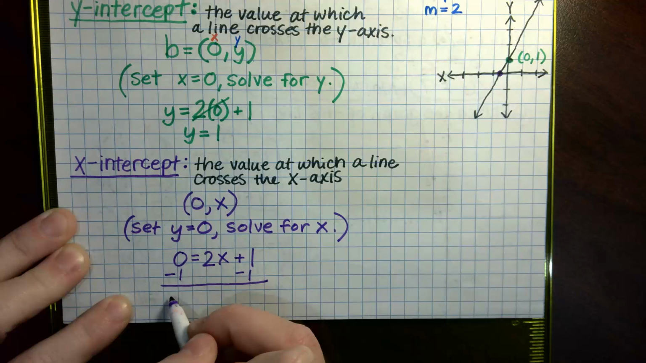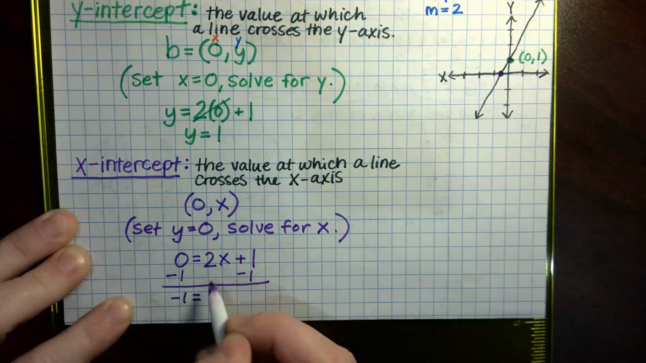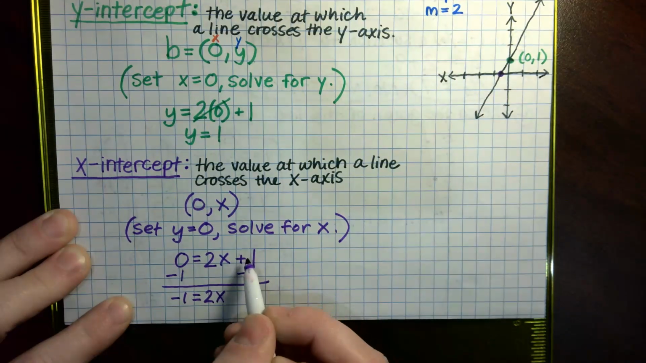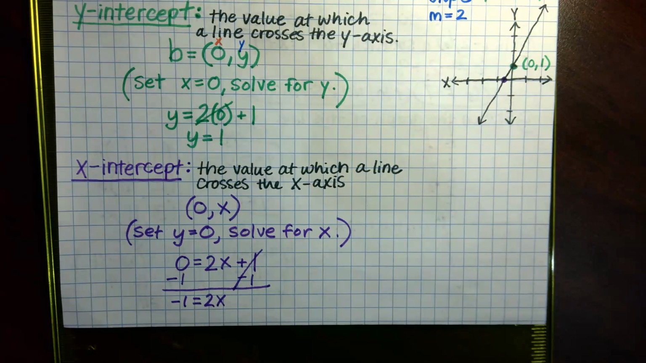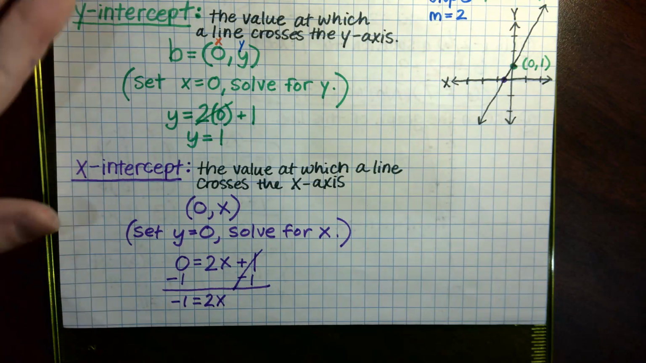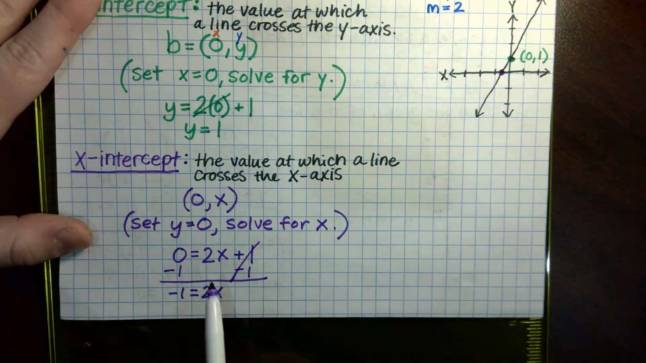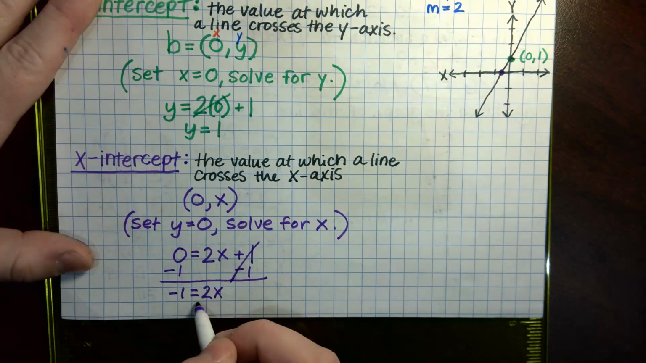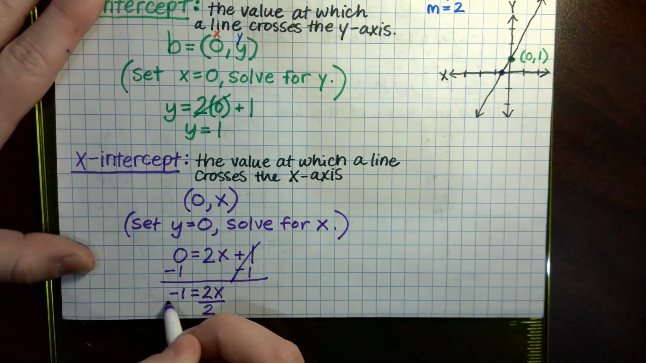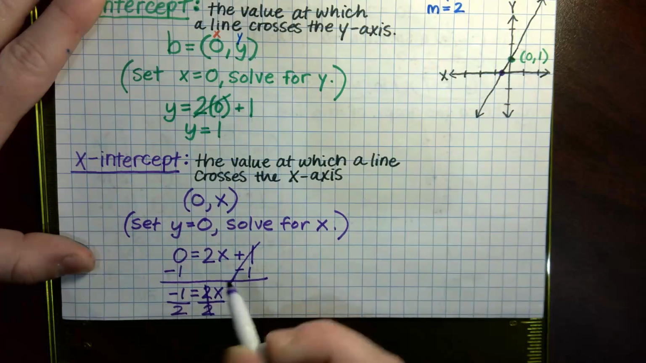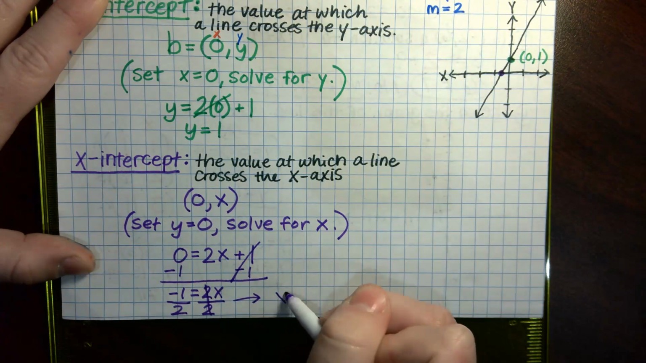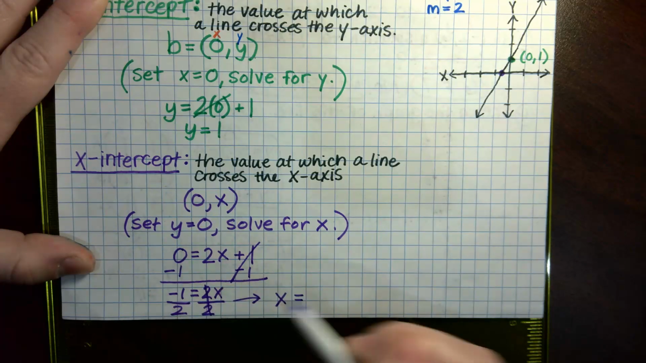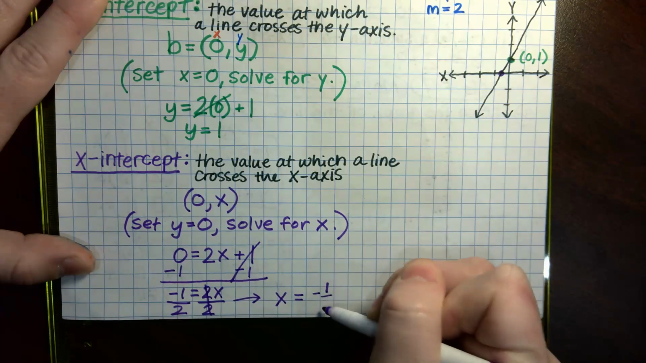Negative 1 equals 2x, and those cancel. All right, now what do we do to get x by itself and solve? We're dividing. We have 2 times x. We're going to get rid of 2 by dividing by 2. And look at that, just like our picture showed. X equals negative 1/2.